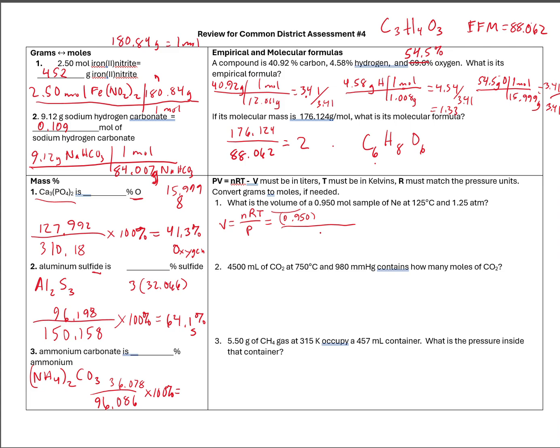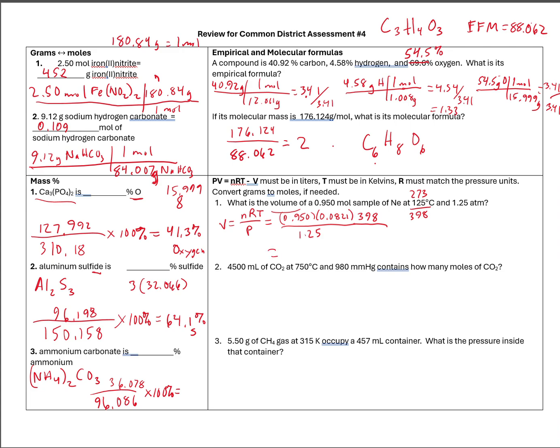I'm going to look at the pressure real fast because I need to use the right unit, the right R value. If it's given in atmospheres, then I need to use the 0.0821, which is the R value that has atmospheres in it. And I need to add 273 to get my kelvins. So my temperature is 398.